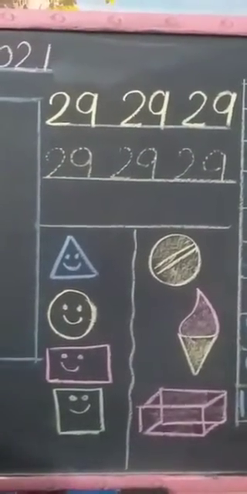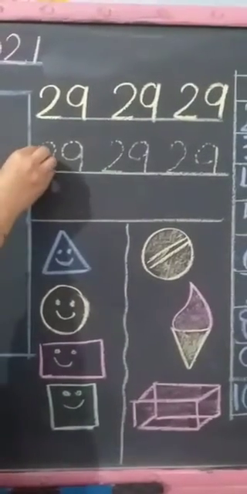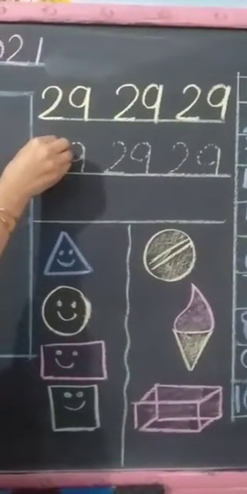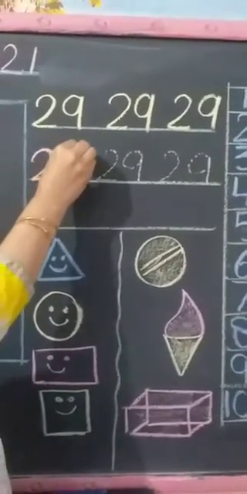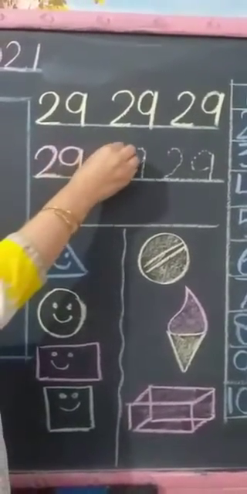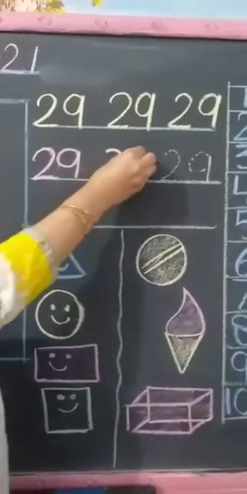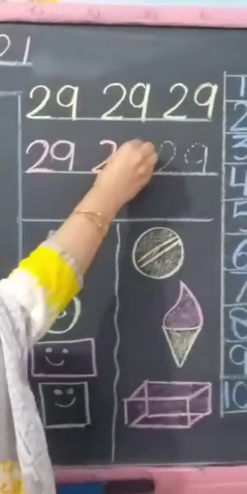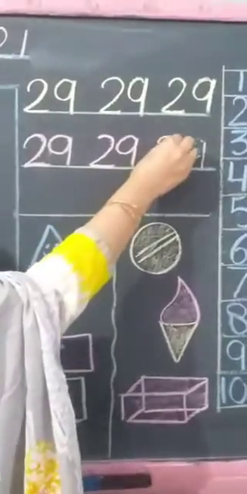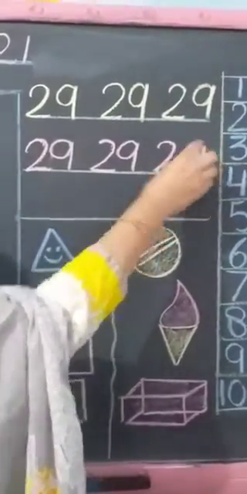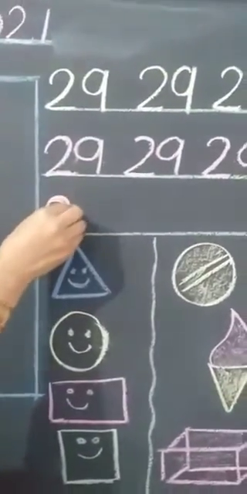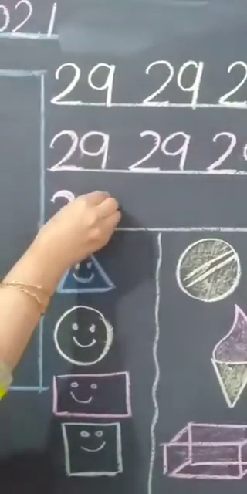Now I am going to start the writing. 29. Which number is this? 29. You have to write neat and clean on the dots. And now write independently 29.